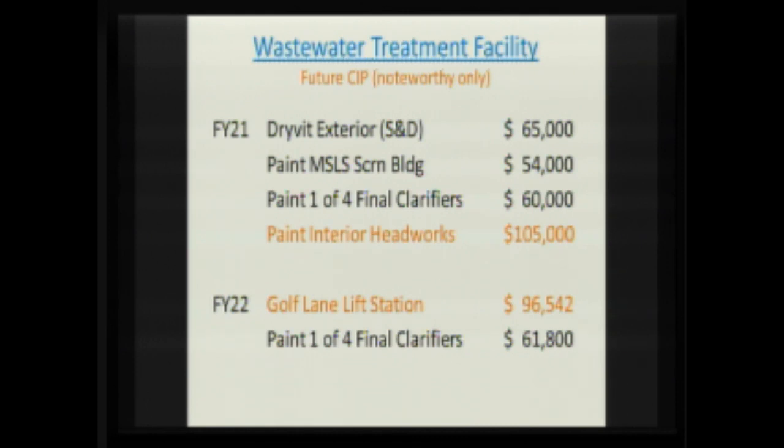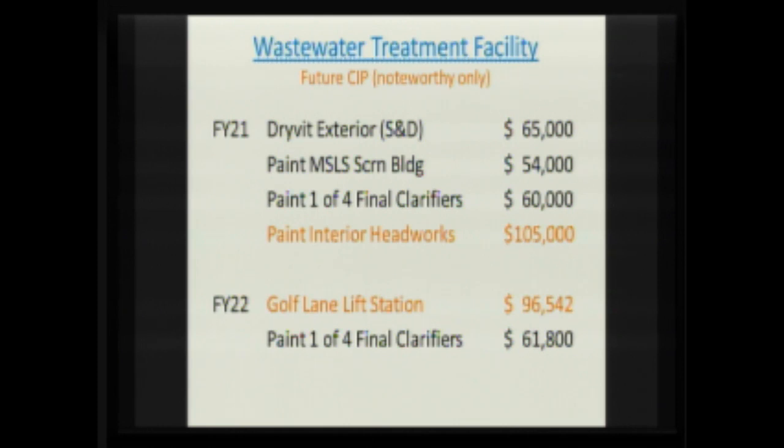We're going to start working on some of the process tanks, one of the 4 final clarifiers. And we're also going to paint the interior of the headworks building. Once the odor control system, air scrubber is in place, that'll help the atmosphere inside the building, and the work that we do in there will be a lot longer lasting and clean that place up. But we don't want to do that until we get the air scrubber in operation.